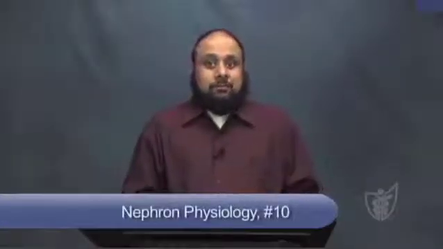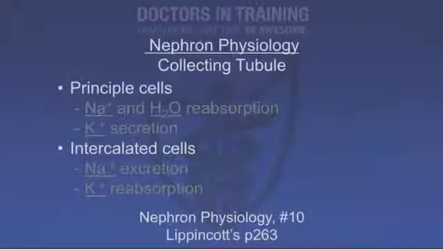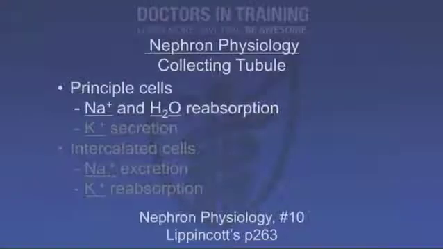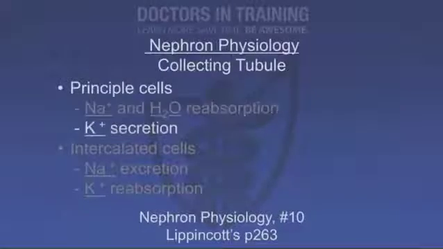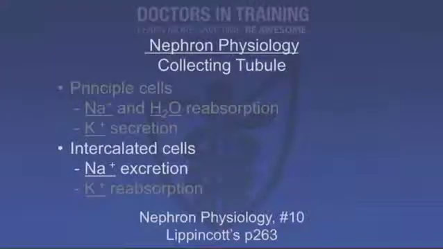Finally, the filtrate's going to enter the collecting tubule. There are 2 kinds of cells in the collecting tubule, just in case you're not totally confused at this point. There's the principal cells and the intercalated cells. Principal cells are primarily responsible for sodium and water reabsorption and potassium secretion. The intercalated cells are responsible for sodium excretion and potassium reabsorption.